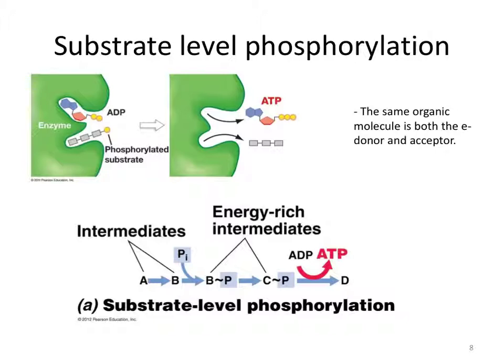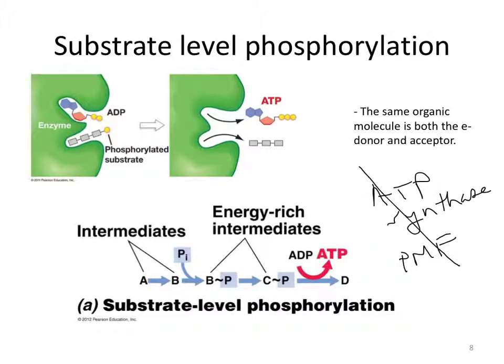Substrate-level phosphorylation is the synthesis of ATP by transfer of a phosphate group from a nearby organic molecule directly to ADP. Another way of saying that is the transfer of a phosphate group from a nearby substrate directly to ADP. It does not utilize ATP synthase or the proton motive force. So ATP synthase or the proton motive force are not used in substrate level phosphorylation.